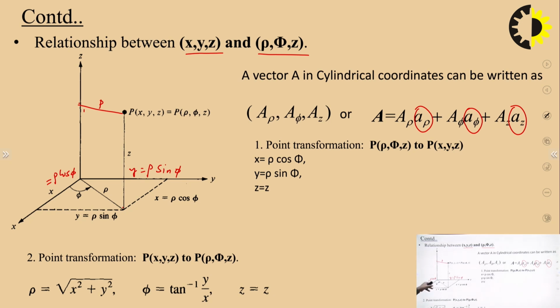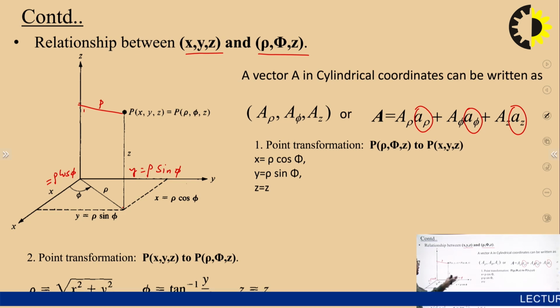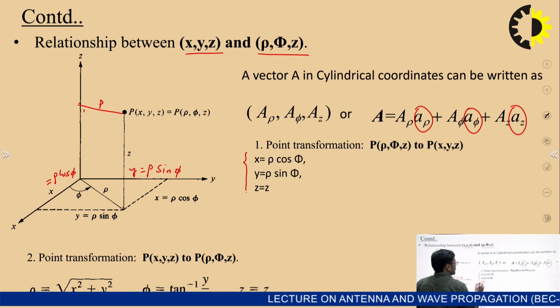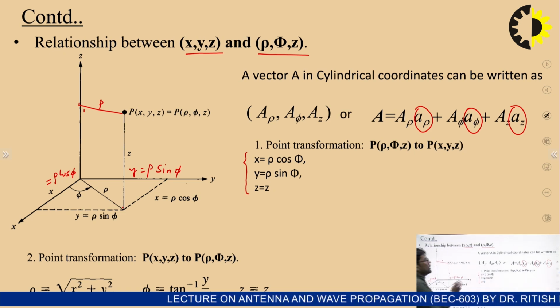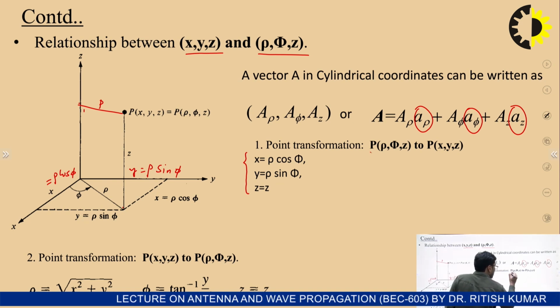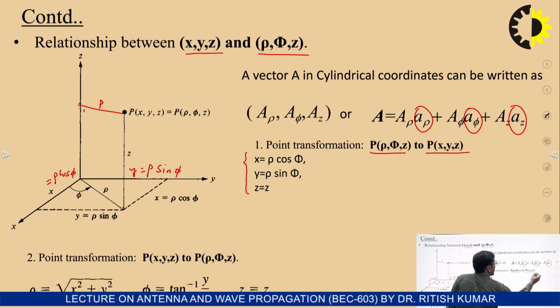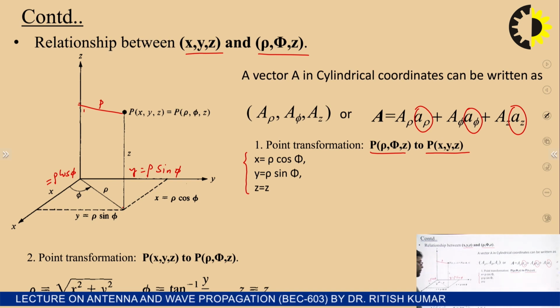As we know, in the direction of the angle the cos component lies, and in the opposite direction of the angle the sine component lies, right. So x is equal to rho cos phi, y is equal to rho sin phi, and z is equal to z. This is the transformation of the variables from the cylindrical coordinate system to the Cartesian coordinate system, right.